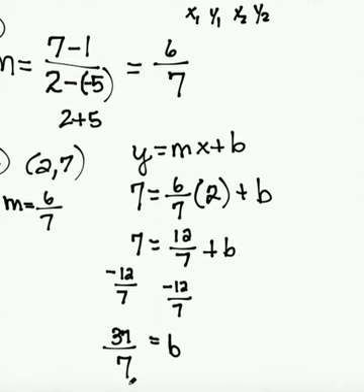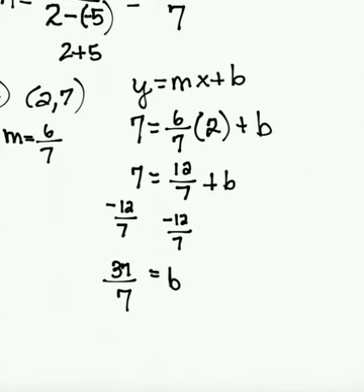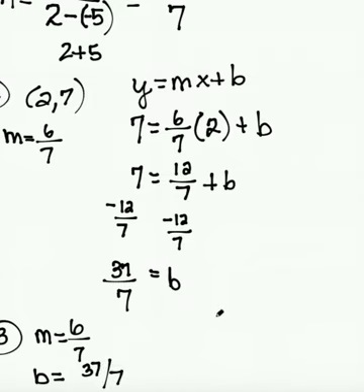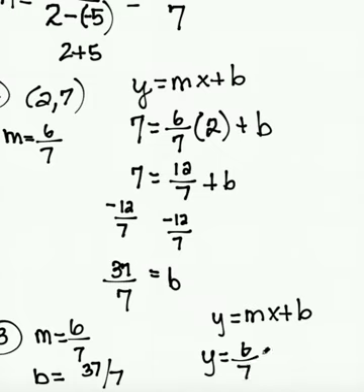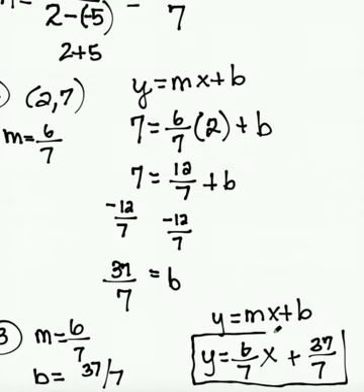Okay, and then step 3. Step 3 tells us to take all that information and plug it in. So we have the important parts. We have m is 6 sevenths, and we have b is 37 sevenths. And we need to plug it into y equals mx plus b. Okay, so my final equation is y equals 6 sevenths x plus 37 sevenths. Don't be scared of fractions. It's okay.